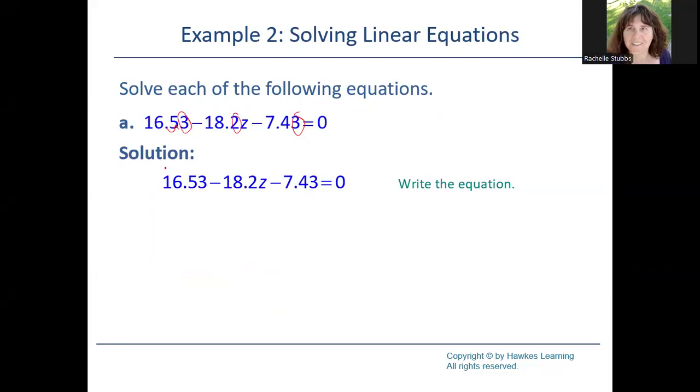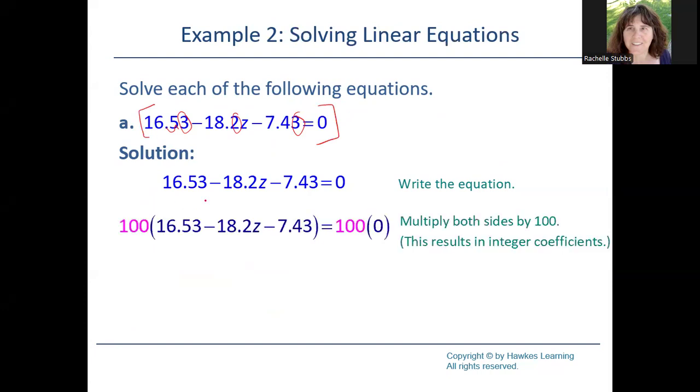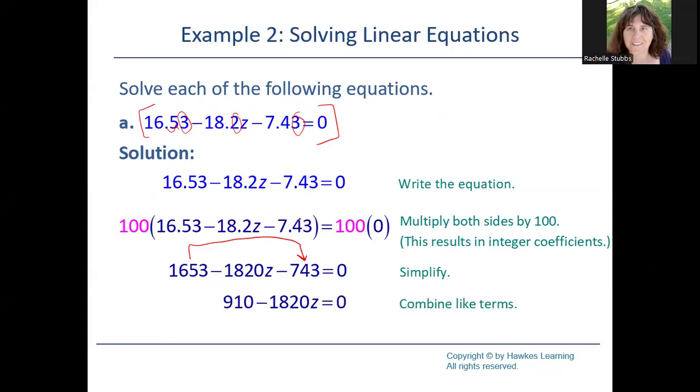So I'm going to multiply this whole thing by 100. And you're going to see them do that, just like that. And when I do that, it moves my decimal over 2. So now I've gotten rid of all the decimals and I'm working with just whole numbers. And then I can combine them together. Here is a like term with that like term. 1653 minus 743 is 910.